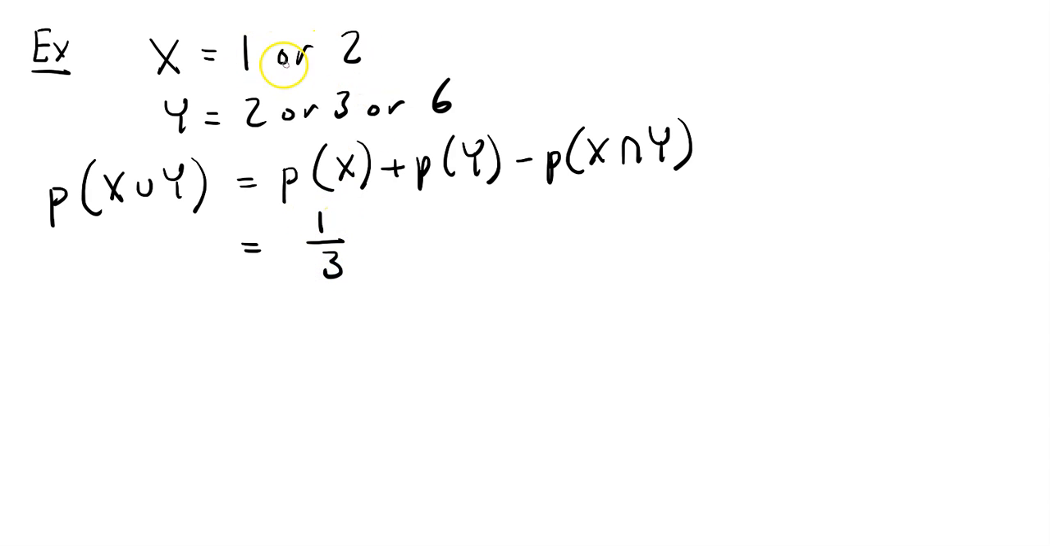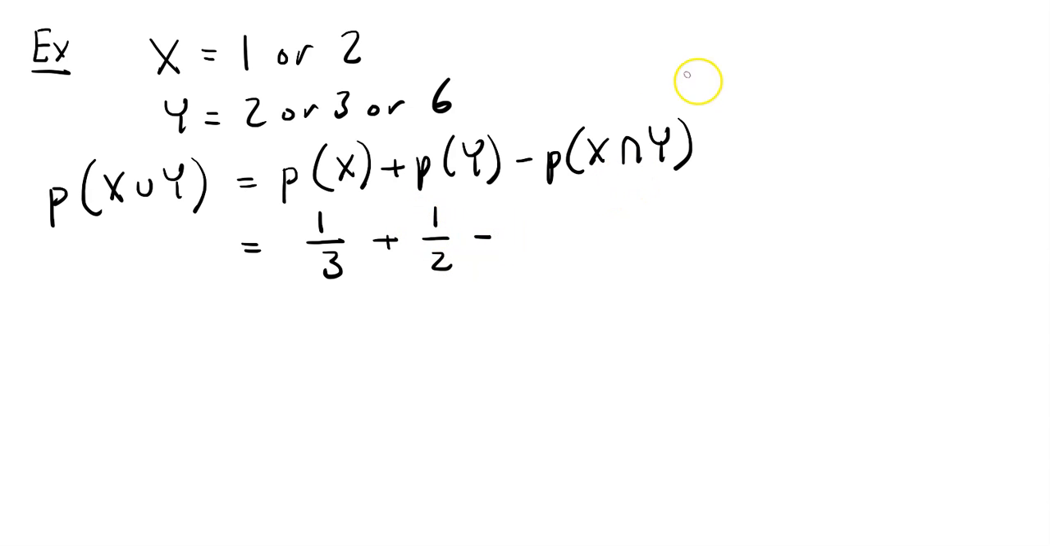You can just add the probabilities in this case. 1/6 for this, 1/6 for this, since both of them can happen. And also here, these cannot happen at the same time. So it's just to add 1/6 plus 1/6 plus 1/6, that's 1/2.